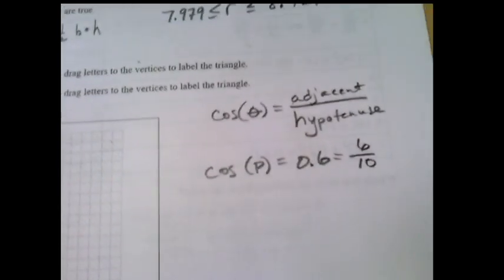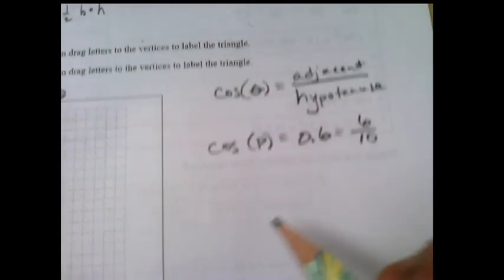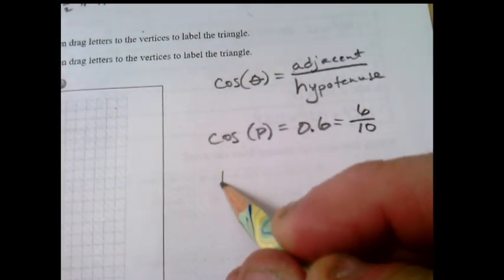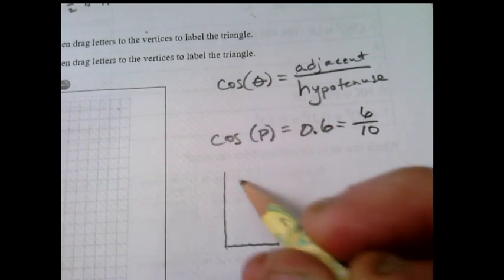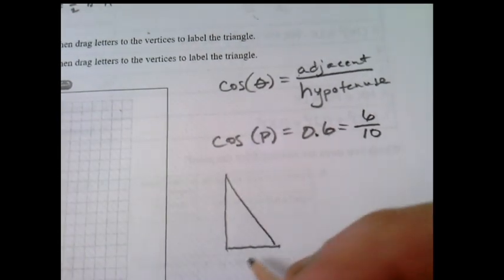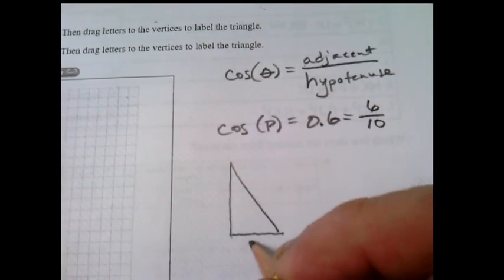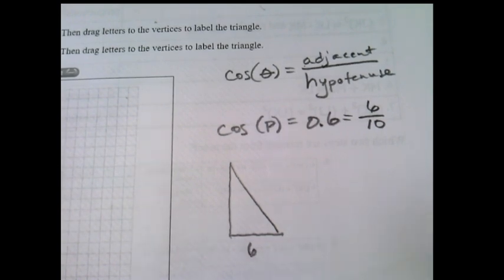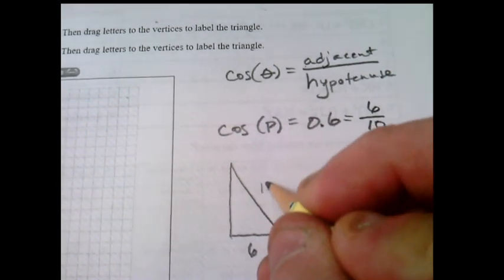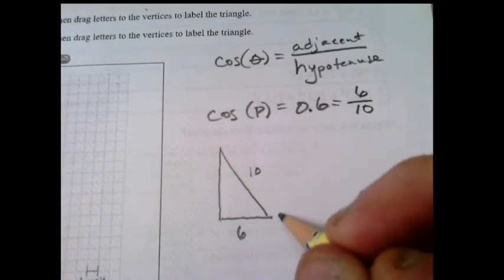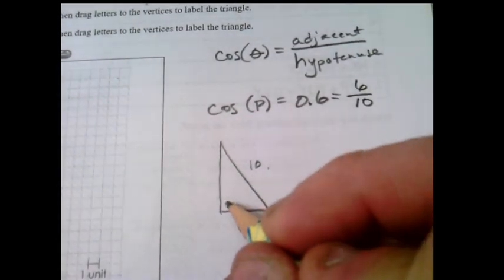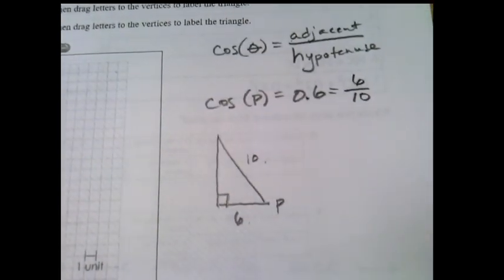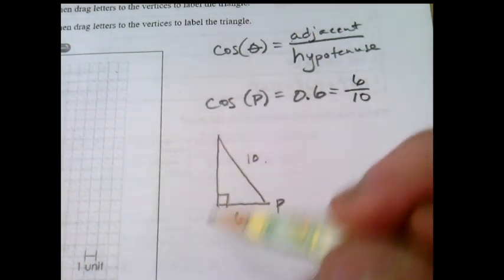So I'm thinking that we could do something like this. I think we could make this a length of 6, and this a length of 10. And I'll make this P, adjacent over hypotenuse. Now remember, with trig functions, you have to have a right triangle.